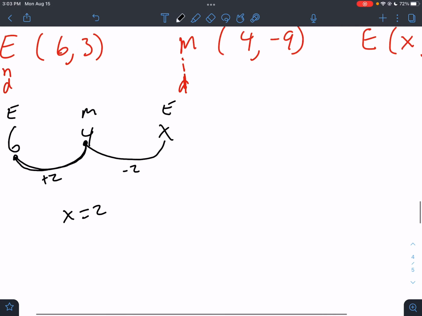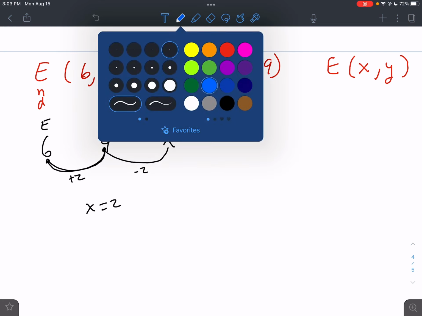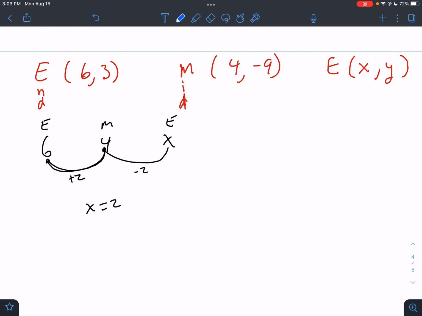I do the same thing with my y values. I know that's kind of confusing. We'll practice it in a second. But look at just the y values. My first end has a y value of 3.